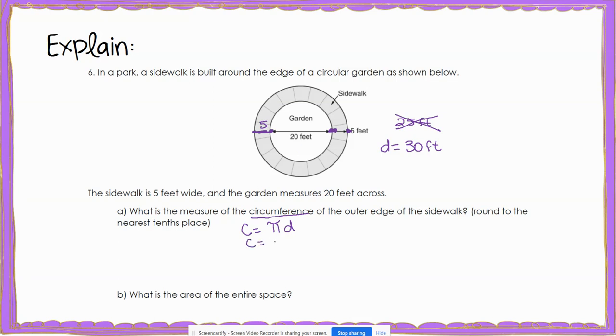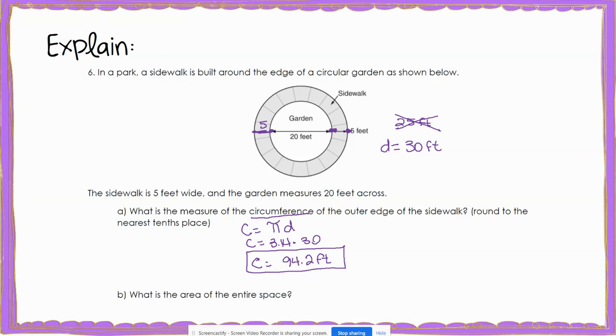So our formula is going to be pi, 3.14, times diameter, which is 30. When I multiply 3.14 times 30, I get 94.2 feet. And since this is already rounded to the nearest tenths place, I can stop and leave it just like that.